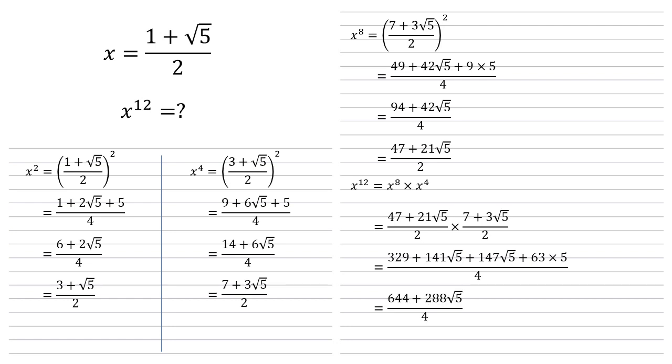If we bring our like terms together at the top, we get 644 plus 288 root 5 all over 4. And both of those top numbers are multiples of 4, so we can divide that through, giving us a final answer of 161 plus 72 root 5.